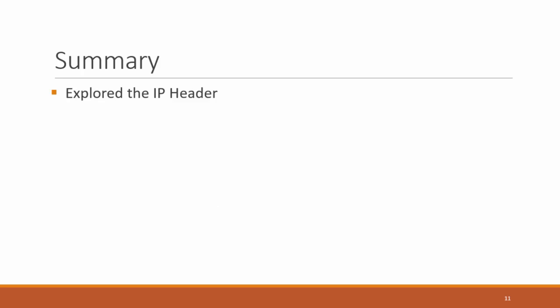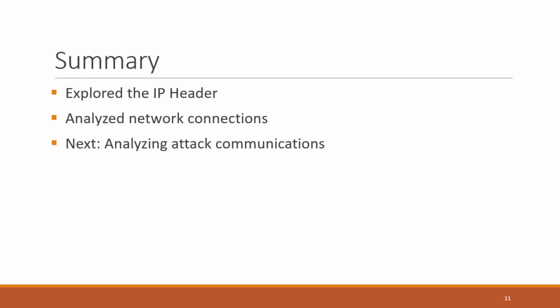So in this section, we explored the IP header and how to identify the encapsulated protocol. We reviewed the network connections, and more importantly, the communication control bits or flags of TCP. Now you have enough knowledge and enough skill to review abnormal traffic data and some basic attacks using Wireshark. So next up, we're going to take those skills and we're going to apply them and analyze attack communications.